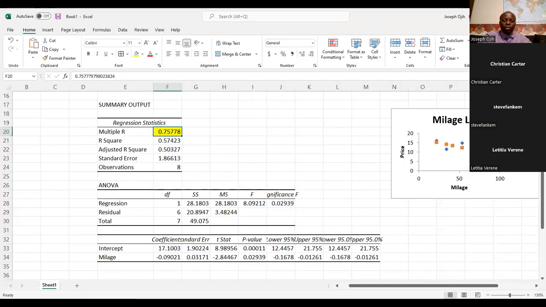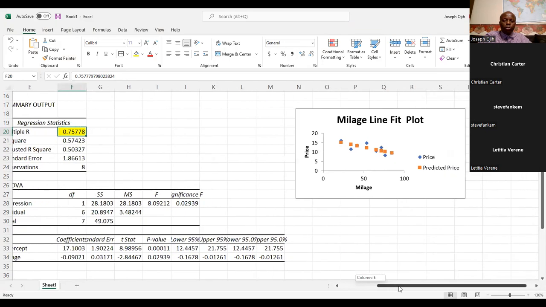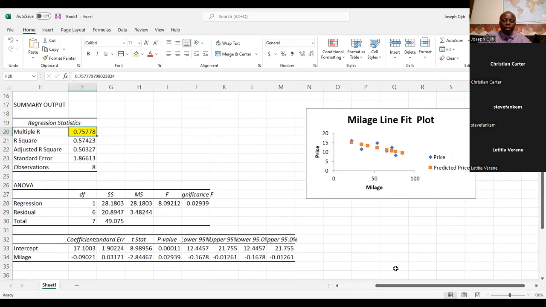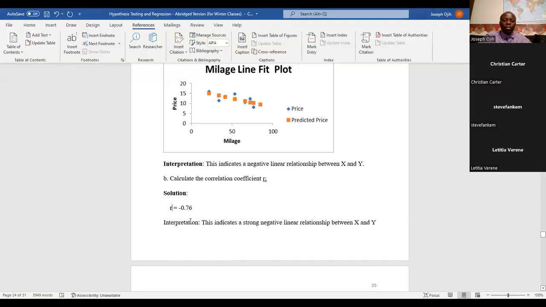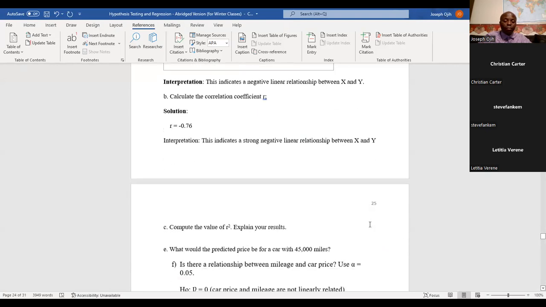And because the scatter plot shows a negative relationship, that means our r will be a negative value. So we have it here. All this I explained in the last session. r is negative 0.76. I interpreted that it means a strong negative linear relationship between the X variable and Y variable, where X is the mileage and Y is the car price.